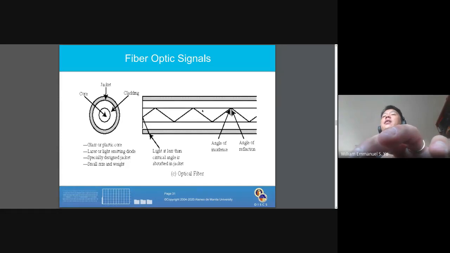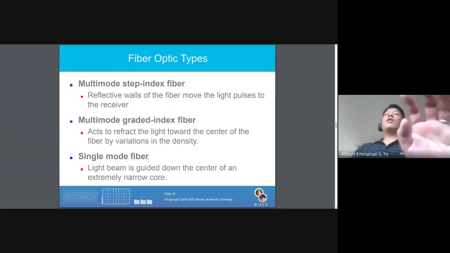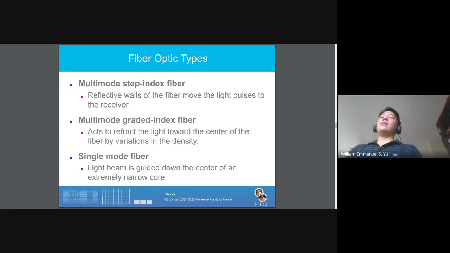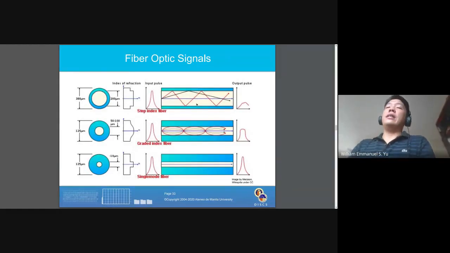Graded index is a little smoother, right? Then, of course, single mode fiber, which is the best, is where the light goes down exactly the middle of the cable. So it looks like this. In step index, it's easier to make. You can make the fiber very thick, right? And the light can come in anywhere. It'll just bounce off the cladding and get to the other side.